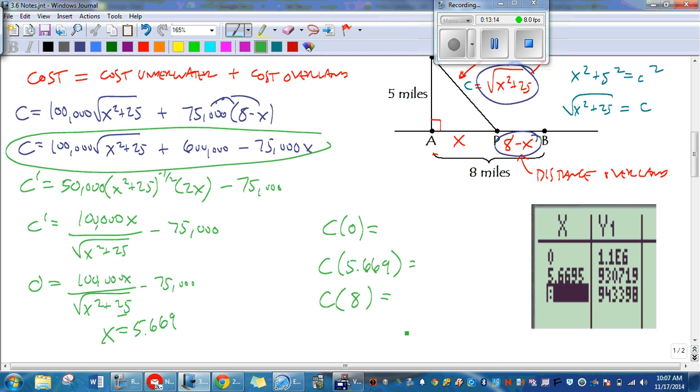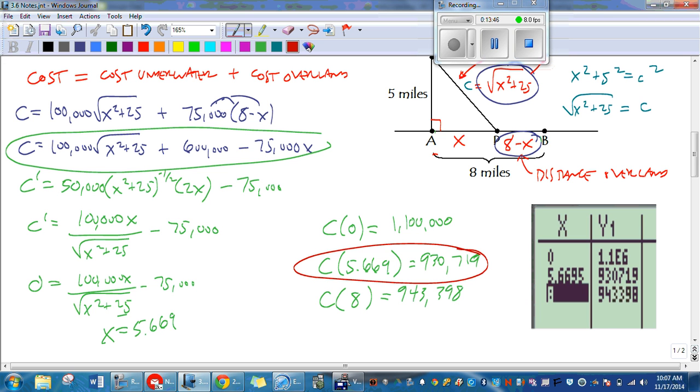So if we go straight underwater to A and then above ground the rest of the way, it's going to be like $1.1 million. Not our most cost-effective approach. If we go to that critical value, it's going to be $930,719. And if we go straight underwater the whole time, $943,398. So it does turn out that this is going to give us our minimum cost.